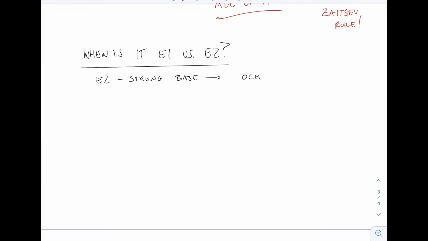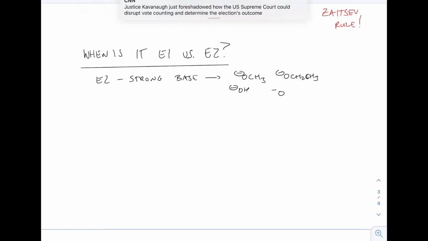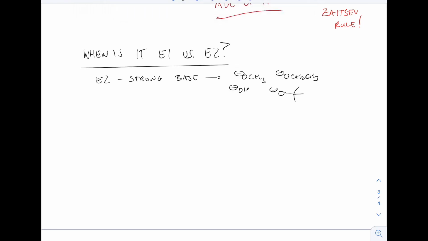Okay, so when is it E1 versus E2? So we did talk about the strength of the base being important. So E2 needs that strong base. Here are some examples that you should be aware of by now. Remember this chicken foot, tert-butoxide, is the non-nucleophilic strong base.